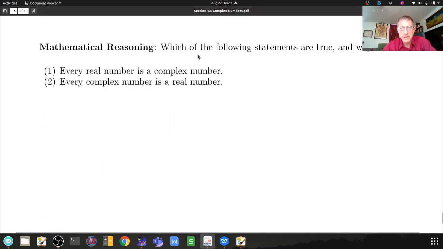Okay, one last final question. Conceptually, it's important. I don't know if it'll appear on your first exam or not. Which of the following statements are true and why? Every real number is a complex number, or every complex number is a real number. So think about that, and you might see it again on an exam. If you're worried about that, you can always email me your answer and the reasoning behind it, and I'll let you know if you're right or wrong. If you're wrong, I will point you in the right direction.